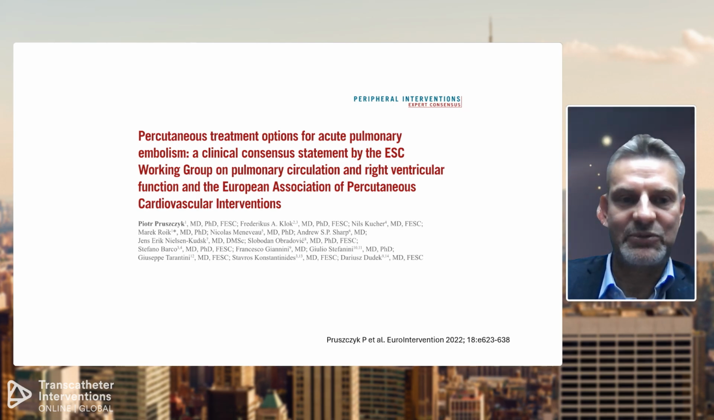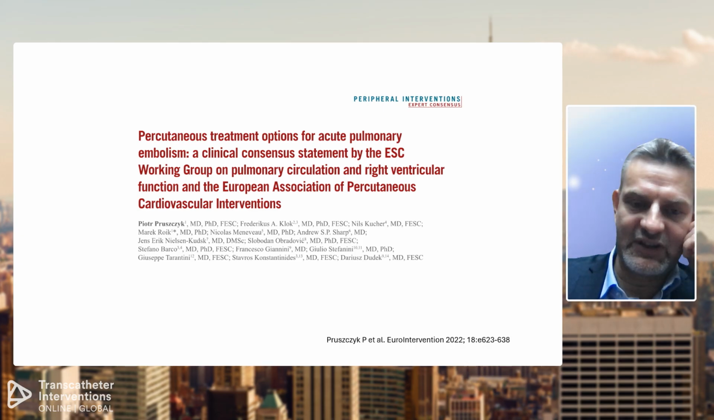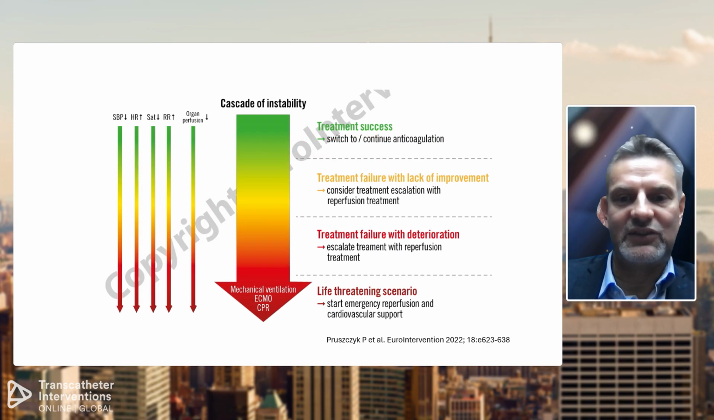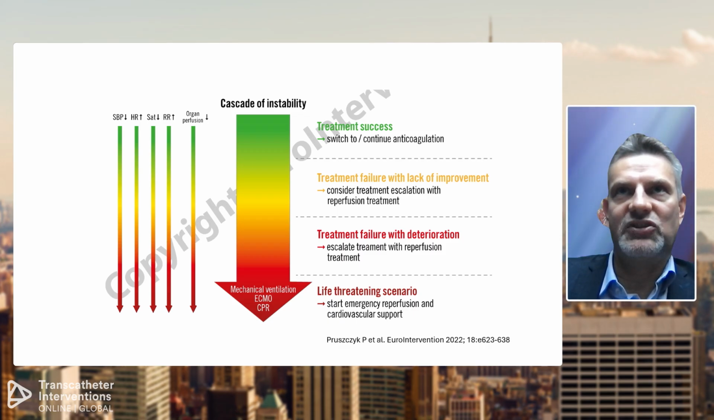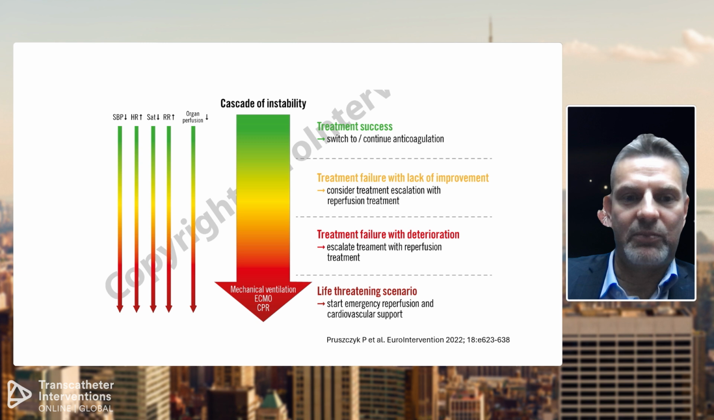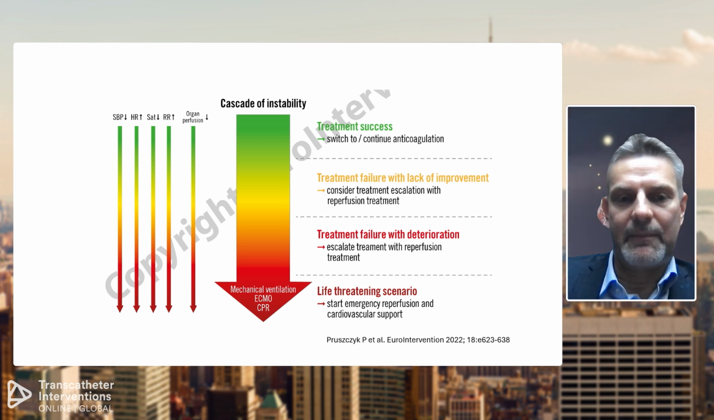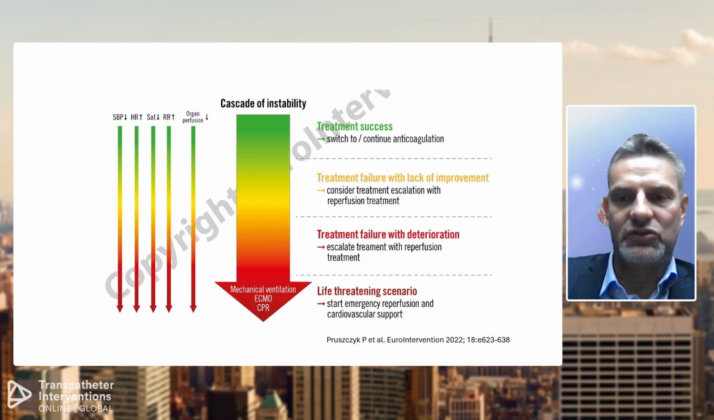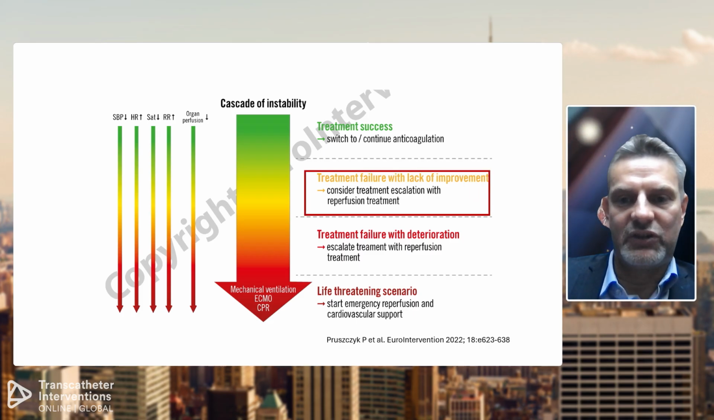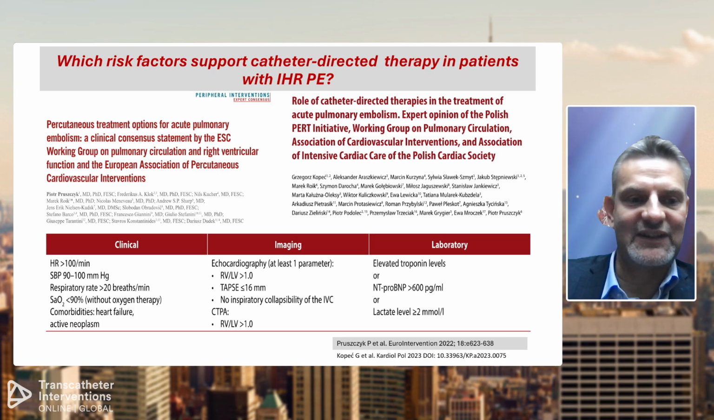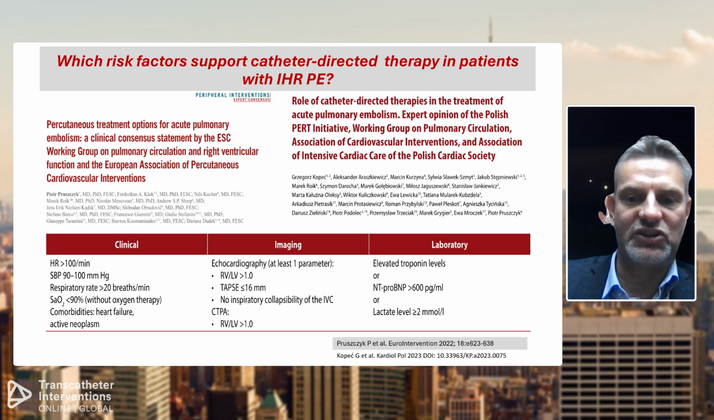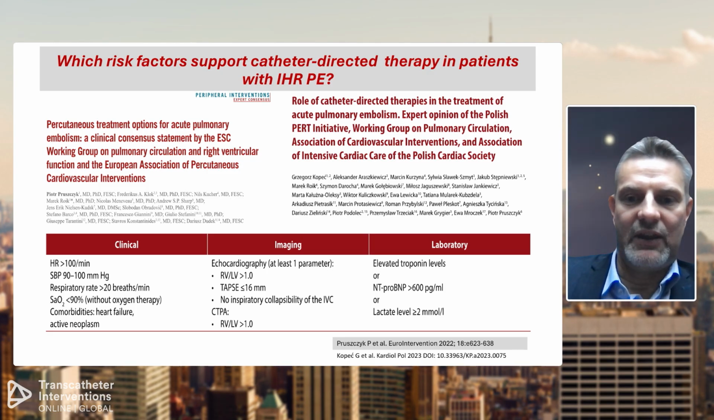To address these gaps, there is a second document of EAPCI showing us that not only patients with deterioration, because if patients deteriorate, the mortality is up to 50%, but also patients with treatment failure, with lack of improvement, should be candidates for more aggressive interventional treatment. And of course, how do we find this group of patients? We have some clinical, imaging and laboratory signs of deterioration, severe condition or normotensive shock.